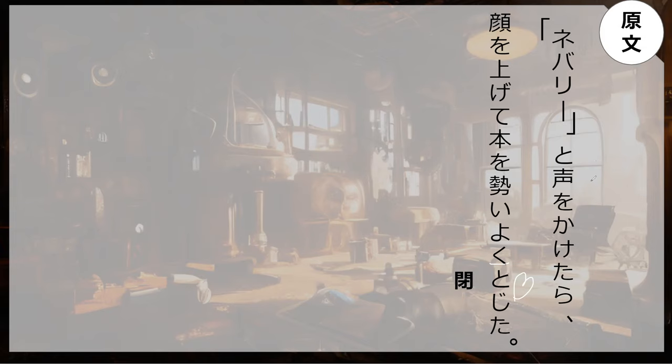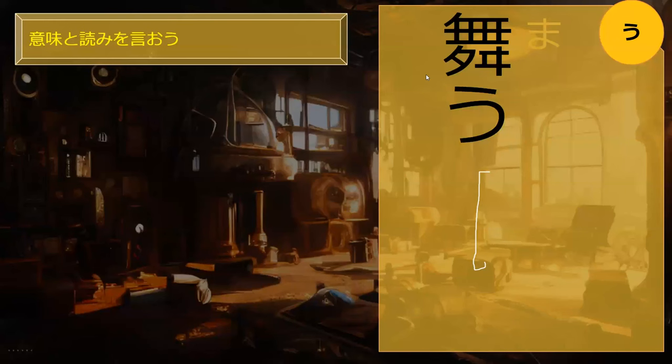Neburi to koe o kaketara. While the person is calling out to Neburi, kao o agete, he lifts up his face and he closes the book. How does he close the book? Softly? He violently. Right. He vigorously closed the book.